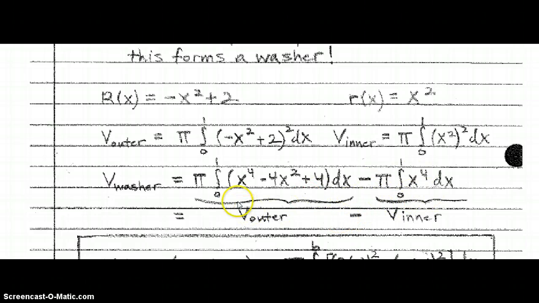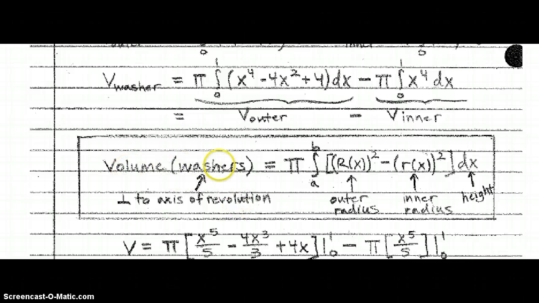We can generalize this to get the volume formula for washers. So the thing that the volume formula for washers has in common with disks is that you're ultimately just taking the outer disk and subtracting off the inner disk.